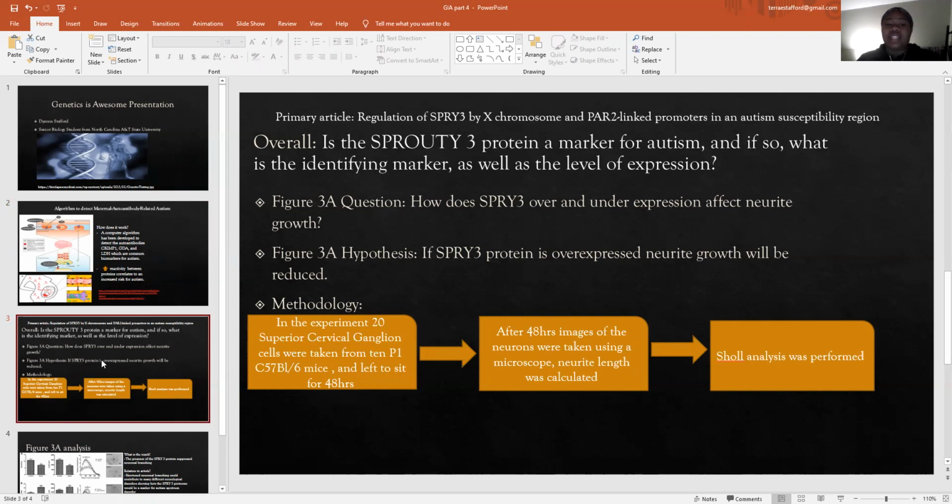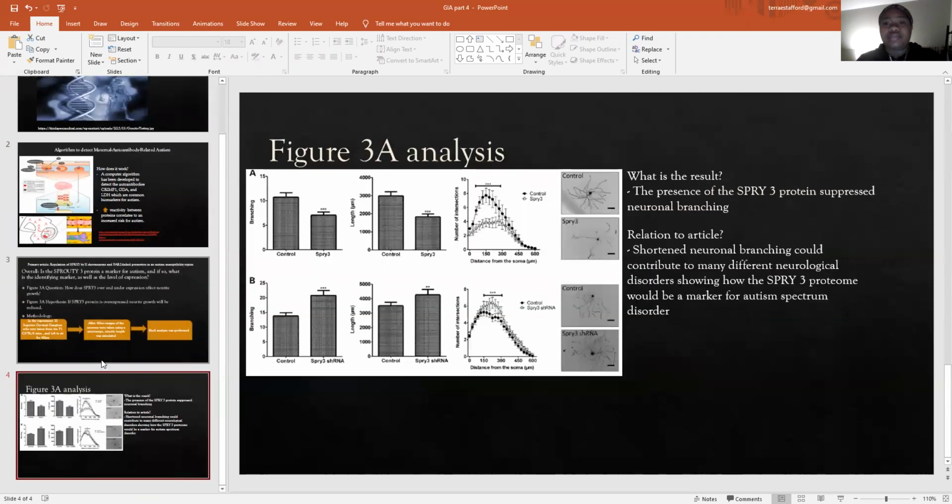So for the methodology, the experimenters took 20 superior cervical ganglion cells from 10 P1C57B16 mice and let them sit for 48 hours. After these 48 hours were complete, they took images of the neurites and neurons and measured the length, because that's the question that we're trying to look for. And then a Sholl analysis was performed. Sholl analysis is just a quantitative measure of the length of the neurites and their branching.